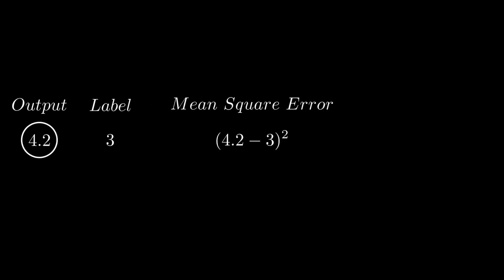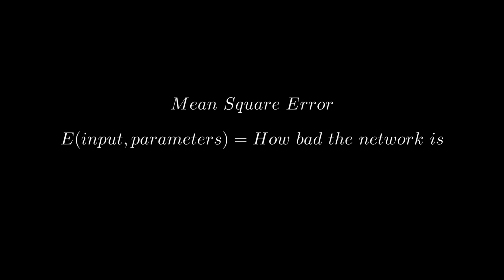We take the output of a neural network, subtract it from the label, and square this result. This gives us a mean squared error. It also gives us a function which tells us how bad our network is at a certain task. We use the gradient descent algorithm to find a value for the weights and biases which minimize this error function. But this is where the problem arises.